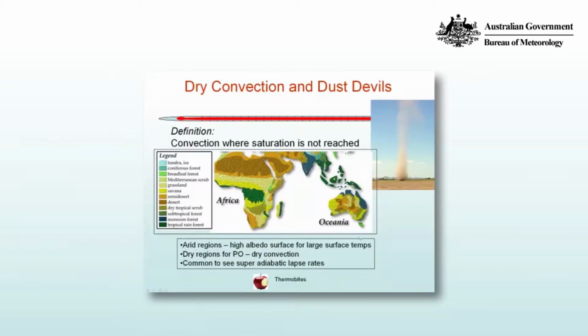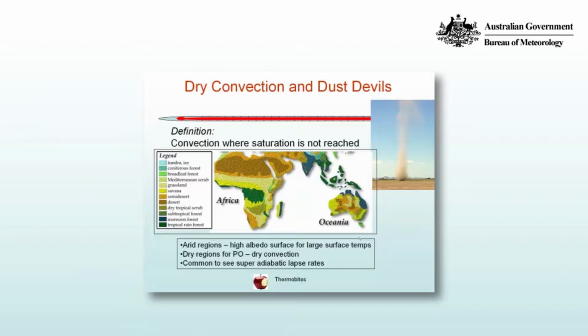In this video we're going to look at dry convection and dust devils. An example of a dust devil is shown in the top right picture. A dust devil is a rapidly rotating column of suspended particulate matter that occurs in a hot environment. And dry convection is a convection that occurs where saturation is not reached. So there's no condensation level.